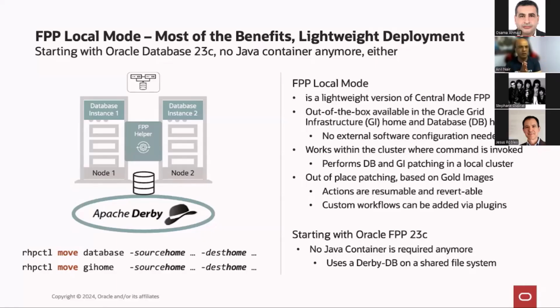So what is FPP local mode? Remember, FPP is supposed to be an external entity because there is a lot of information it needs to store, and typically it's stored in a local database. Well, on a single server or one node or 2-node rack, you could actually put a lot of this information into some local store. So we have this local store of Apache Derby that we use, and then you can use the same commands, this RHPCTL move database, RHPCTL move GI home, and you can continue benefiting from this with a local mode option.